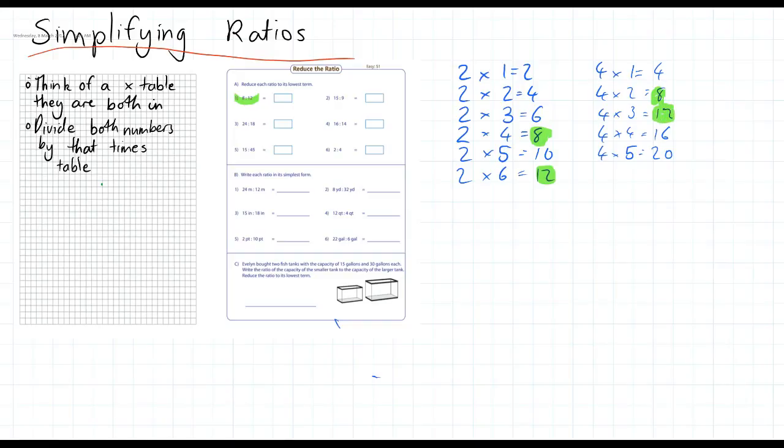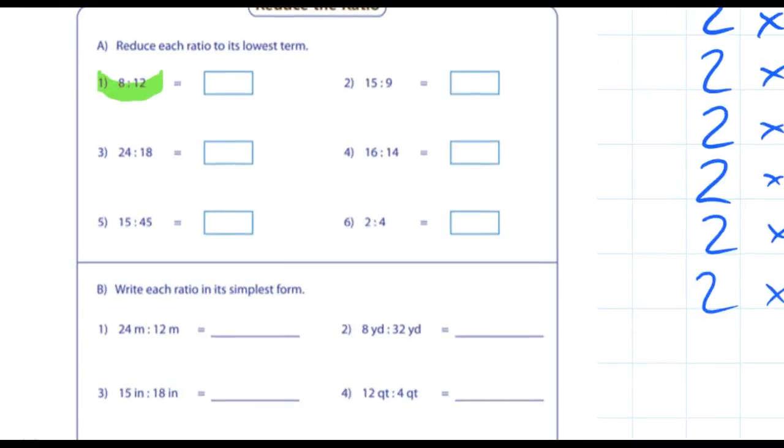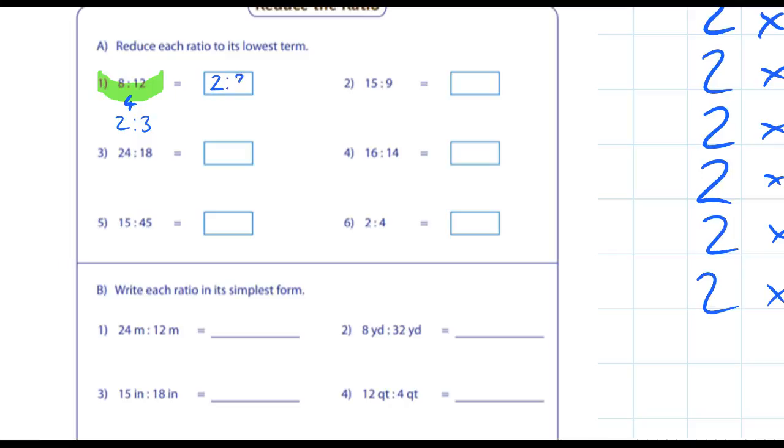Okay? And when we're simplifying, we want to pick the biggest one. The biggest times table that has these numbers as answers. Okay? So, now that we've worked out that we're going to use our 4 times table, what we do is we go in, we put our 4 below, we divide 8 by 4 and we get 2, and we divide 12 by 4 and we get 3. So our ratio in its simplest possible form is 2 for every 3.